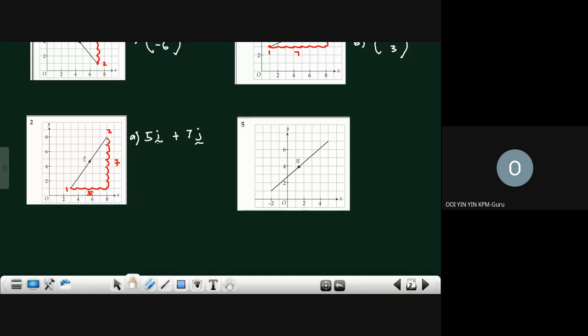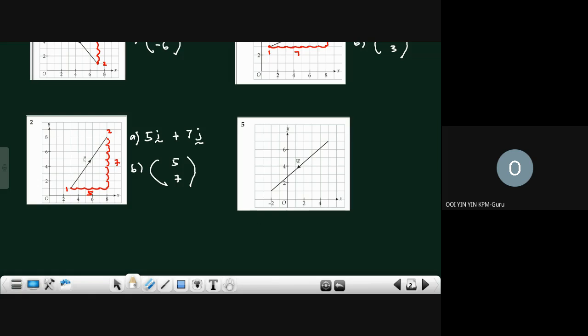Okay, i and j, you must have your vector symbol here. Okay, there is a wave underneath, because it's a vector. Must, you have to. And then your B here in matrix form, just put in the numbers 5, 7. Okay, no need for i and j.